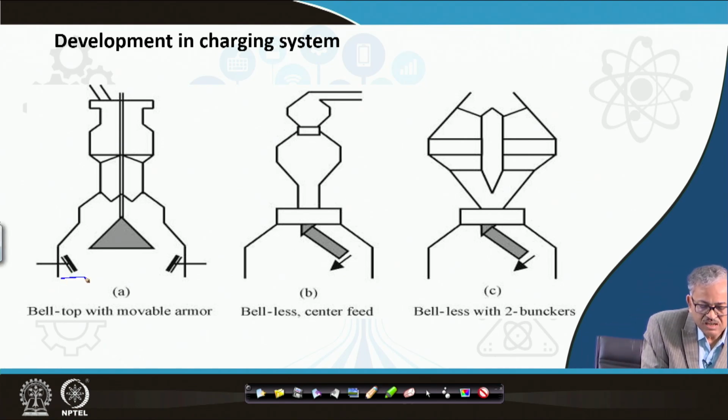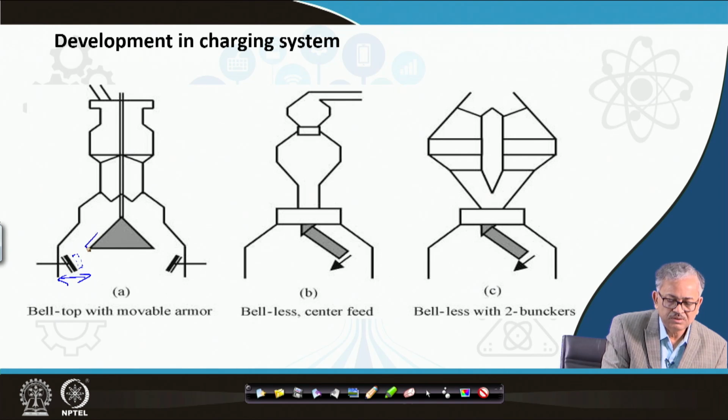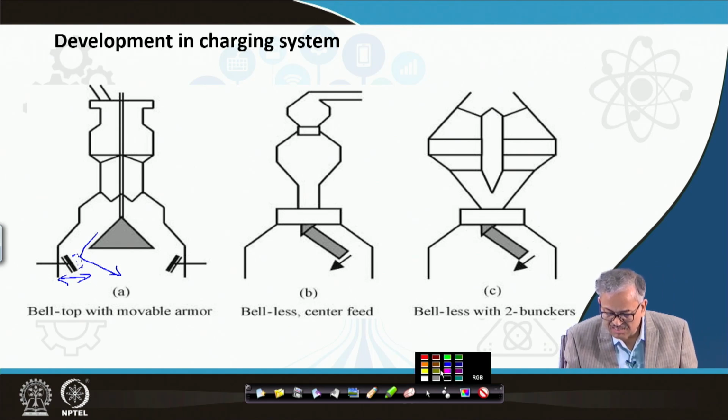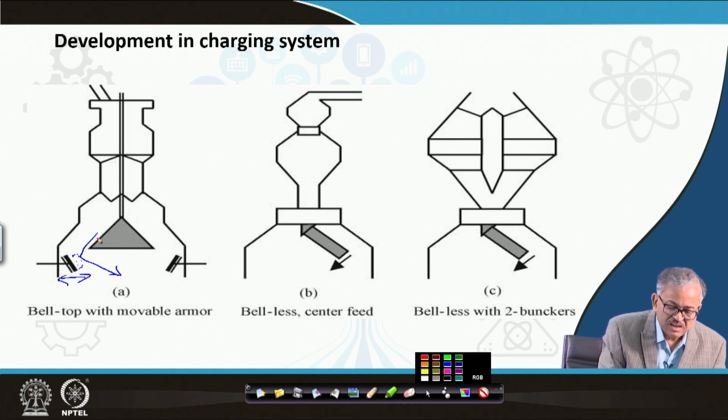So, this armor can move this way. When the armor has come to this position, suppose this is the position it has come to, then the material coming will be deflected here. If I take another color, let us see, if it comes here, then it can be deflected a little up.